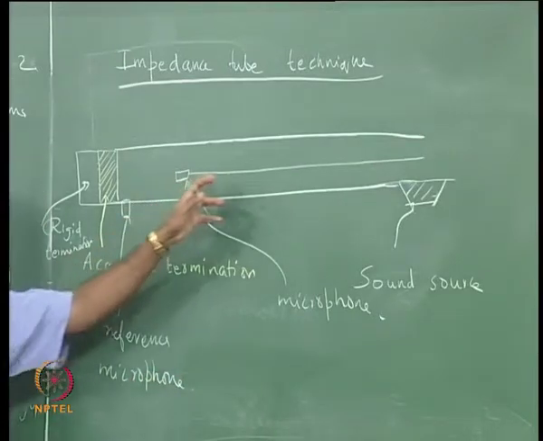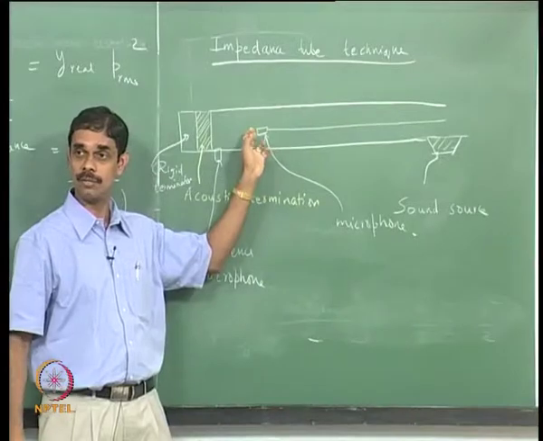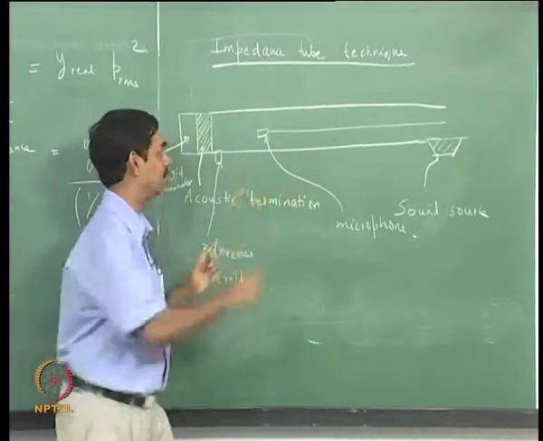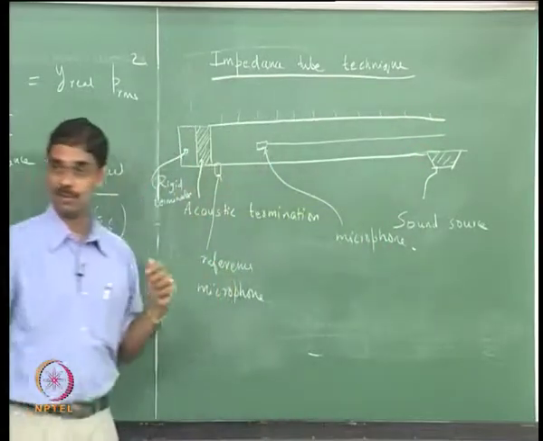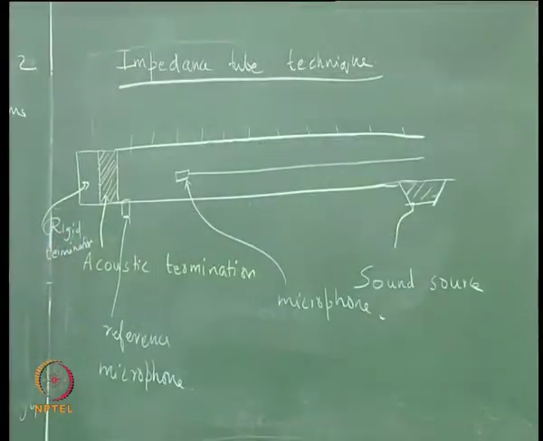Alternately, if you have a lot of microphones, you don't have to traverse the microphone. You can mount several of them in the walls. Of course, that means you have to have more money to buy more microphones. And sometimes it is absolutely mandatory.